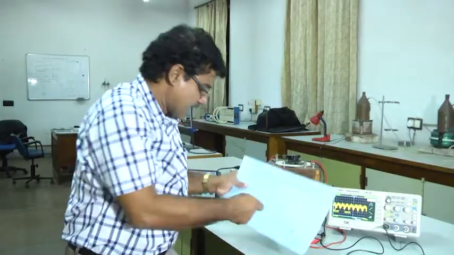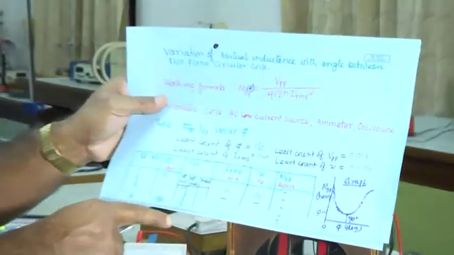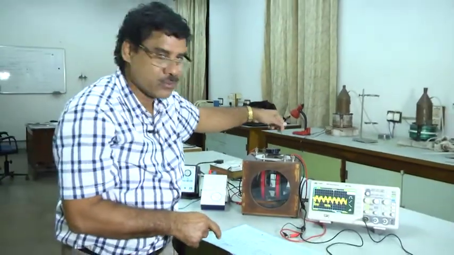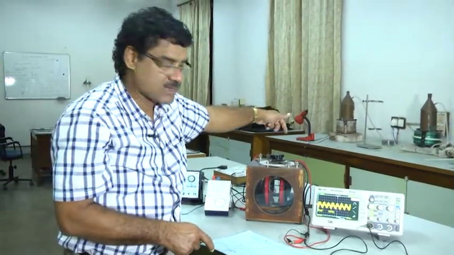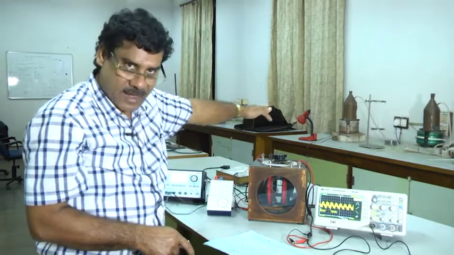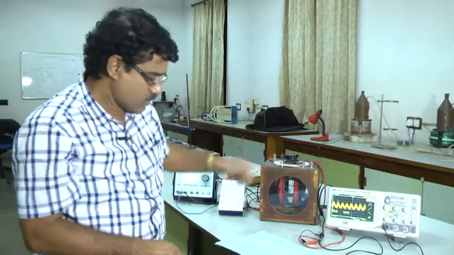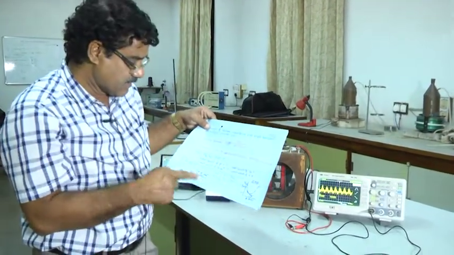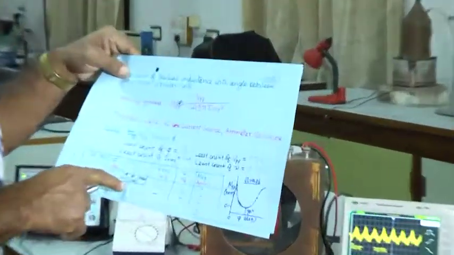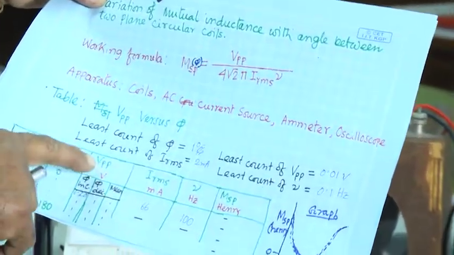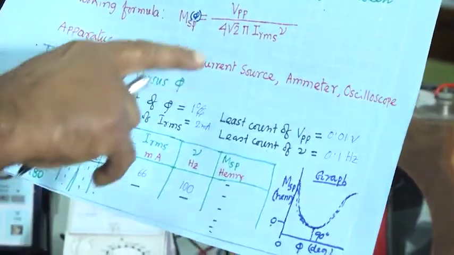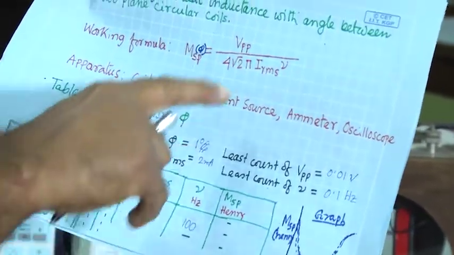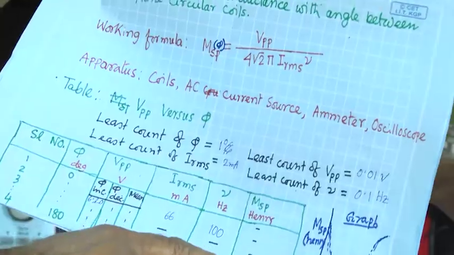Take the reading, and write the reading during increasing of phi. Now again you come back from 180 to 170, 160, then 90, and then up to 0. So your angle is decreasing. During that time you take the reading and then find out the mean. And this VPP you know now.